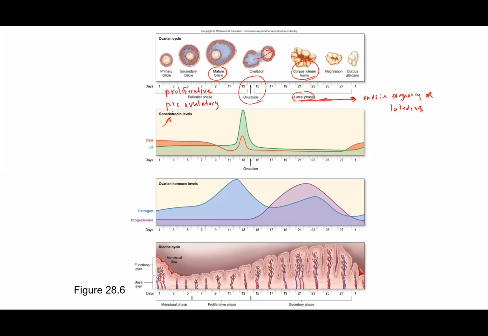Gonadotropins are any hormones secreted by the pituitary that stimulate gonadal activity. So it encompasses a bunch of different hormones. So those are gonadotropins. It shows you, during day 1 to day 27 or 28, what happens with follicle stimulating hormone, and then what happens with luteinizing hormone.